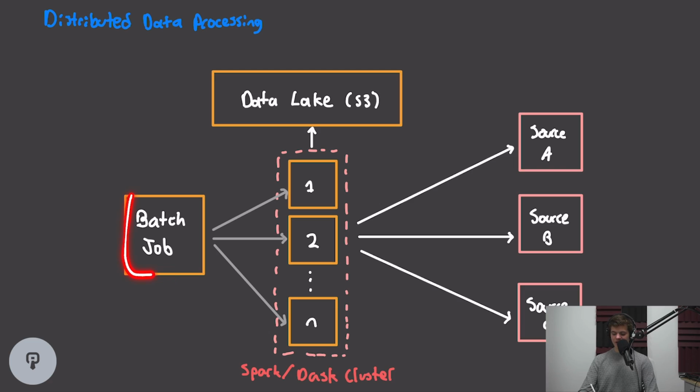So we still have our batch job here, but instead of running our data processing directly on that node, we're actually going to have our batch job send this workload off to some Spark or Dask cluster, and that cluster will consist of several nodes, each of which is responsible for downloading a specific piece of a certain data set, doing whatever processing it needs to do, and then uploading it to the data lake.